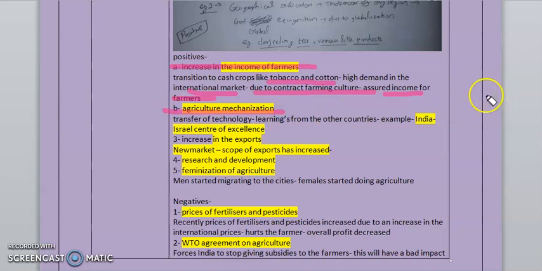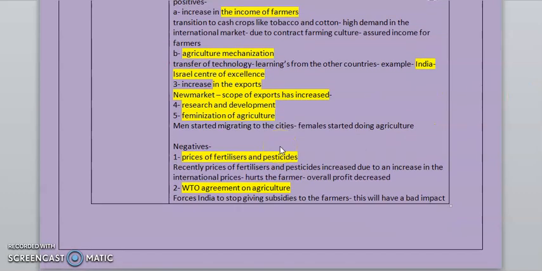Next one is agricultural mechanization, transfer of technology, and learning from other countries. For example, you can take the India-Israel Center of Excellence. It was in the news also. Using examples is very good for your answer.